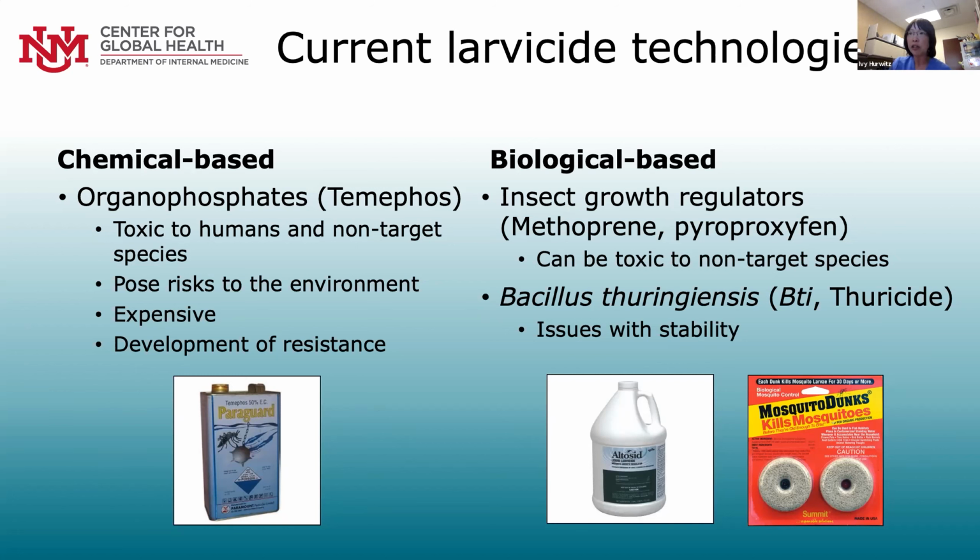The other biological-based solution that is very commonly used is Bacillus thuringiensis. The spores produced by this entomopathogenic soil bacterium have been used to control pests since the 1920s. These BTI dunks are readily available at your hardware stores. While this method of control is very effective, there have been numerous reports that BTI is unstable when exposed to intense sunlight, and as such will again require frequent application.